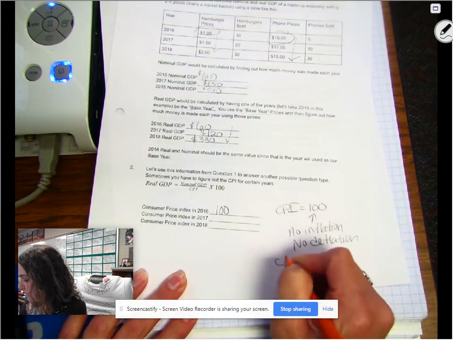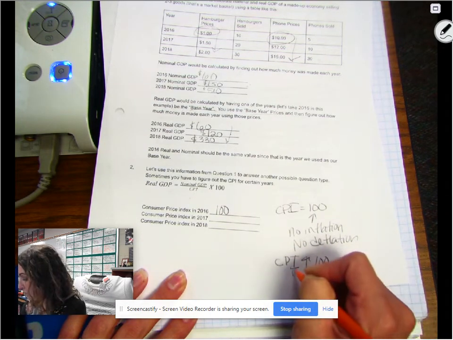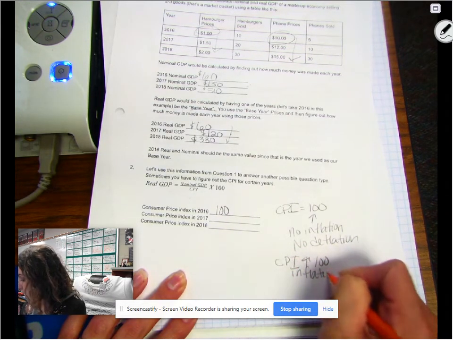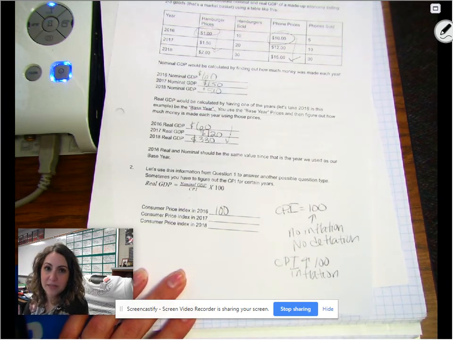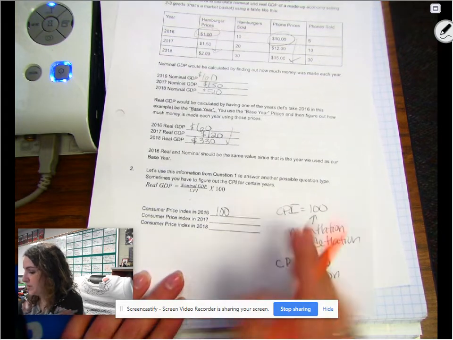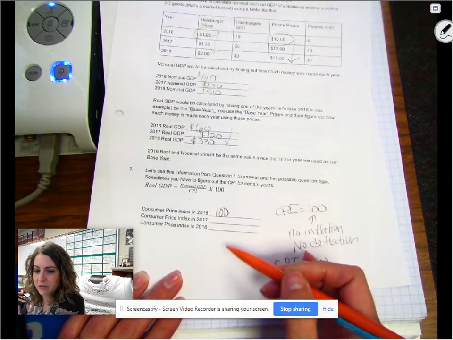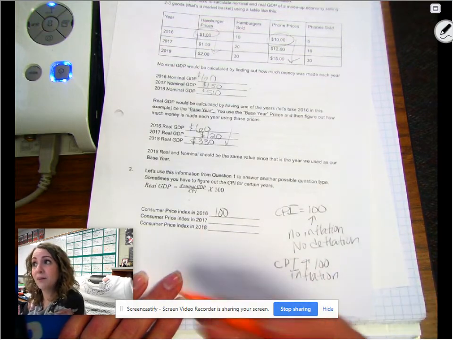When CPI is greater than 100, that means there's inflation. And when CPI is less than 100, that means there's deflation. That means prices have fallen from year to year. But we can tell, looking at the top, prices have gone up every year. So we're going to have CPI numbers that are higher than 100 because prices have gone up, and that's what inflation is.